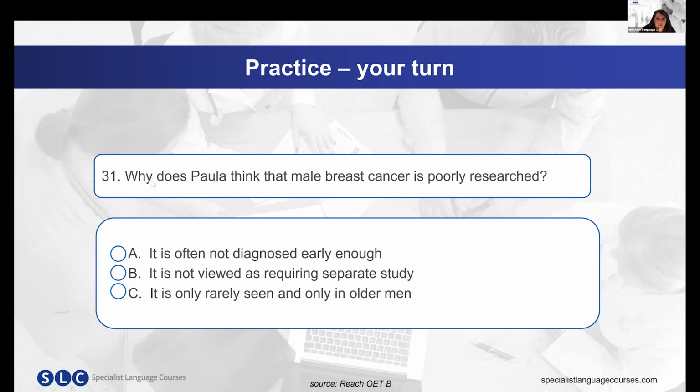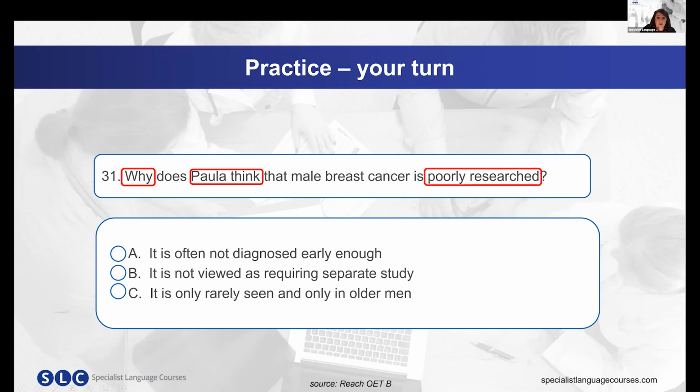Okay, so in question 31, in our questions, we've got key questions, keywords. Why does Paula think that male breast cancer is poorly researched? So we're looking for reasons. So we can see that Paula thinks it is poorly researched. There isn't enough research, or perhaps the quality of the research isn't good enough, and we want to know why. So we're listening for reasons.